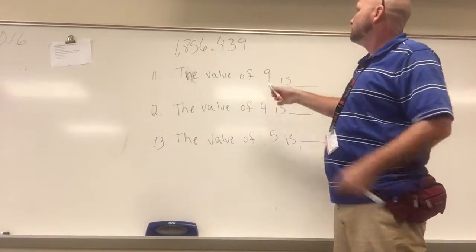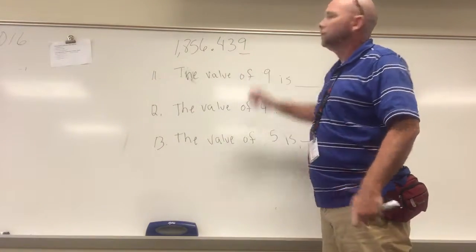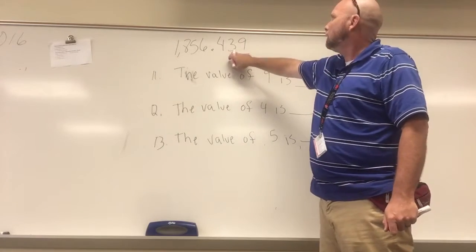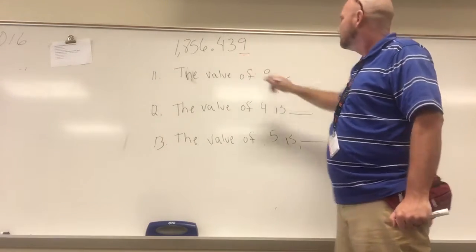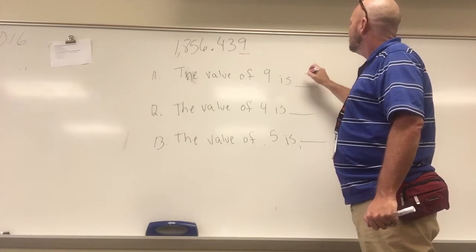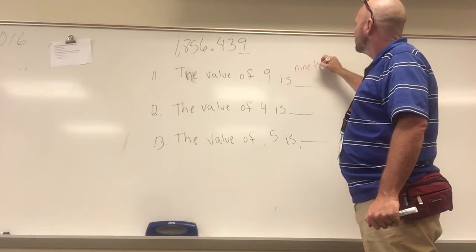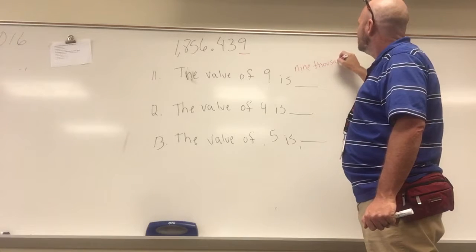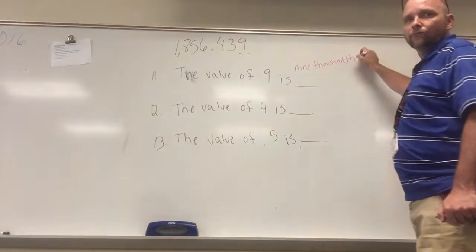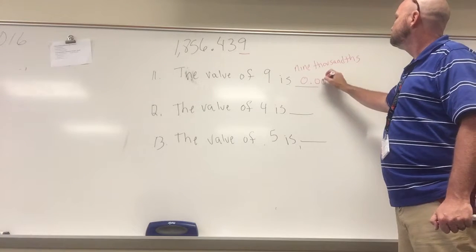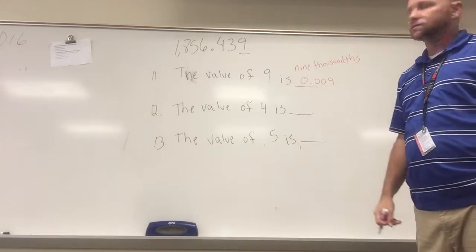Alright, the value of the 9. The 9 is behind the decimal point. The tenths, the hundredths, the thousandths. So the value of the 9, you're either going to write 9/1000ths in words, or you're going to write it in standard form as 9/1000.